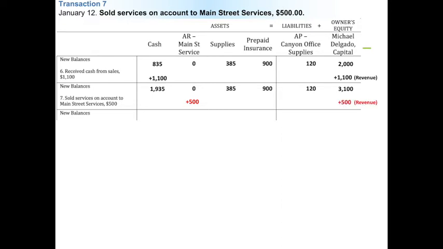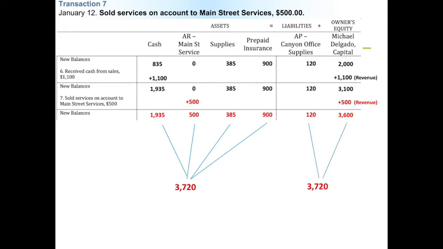Our revenue, since we made money, is going to increase our capital account by $5,000. And again, we will write our balances. Main Street Service has a balance of $5,000. They owe your business $5,000. And again, you total these up and they should balance out. Your accounting equation should equal out.